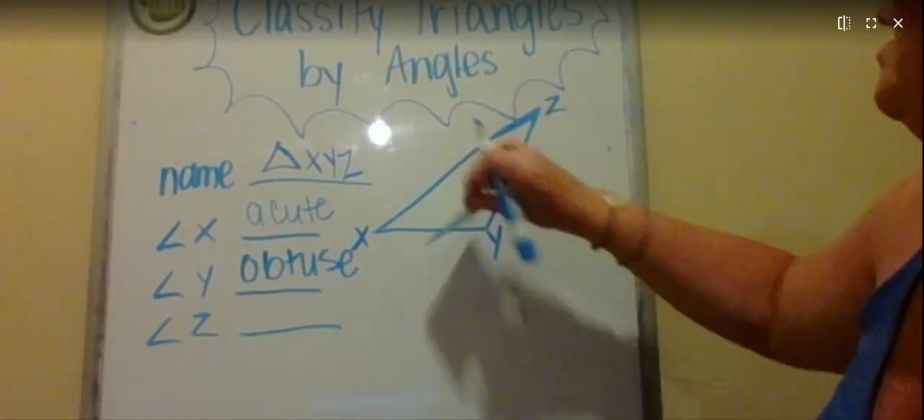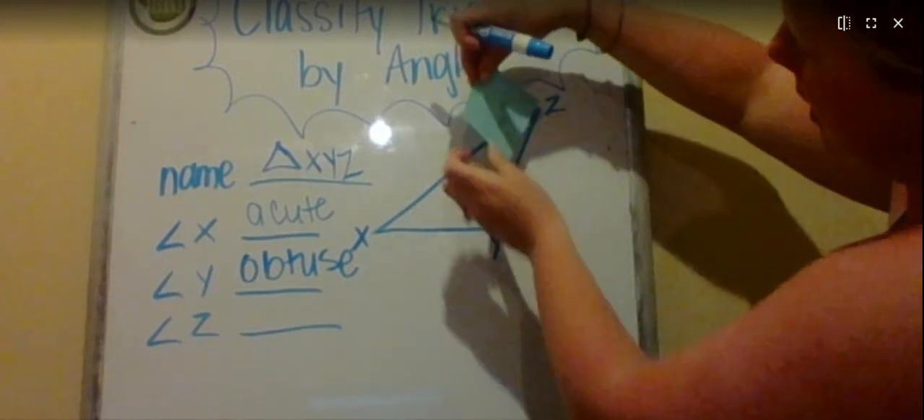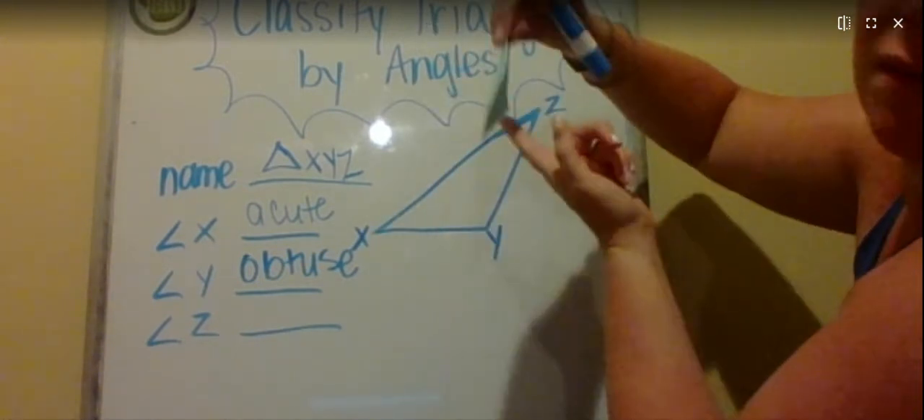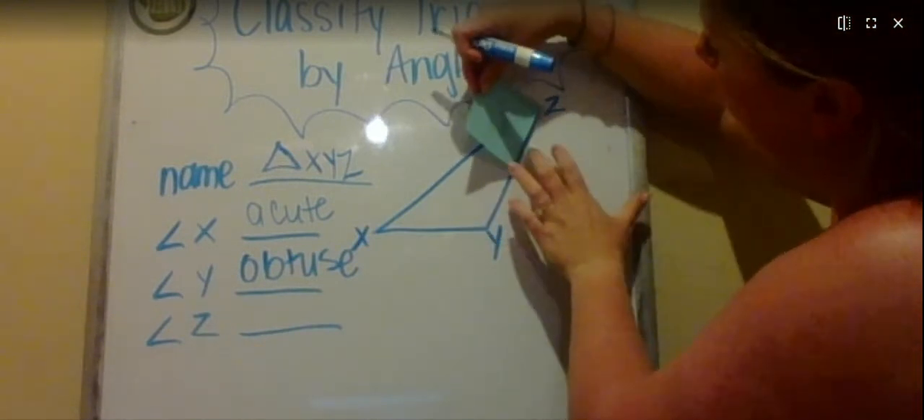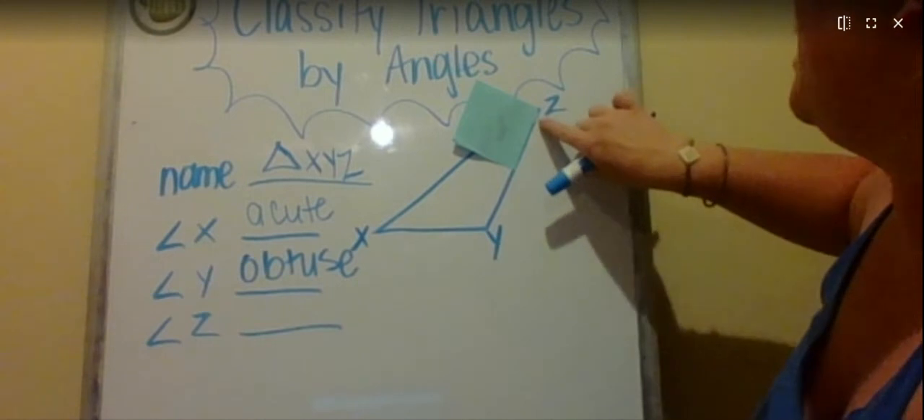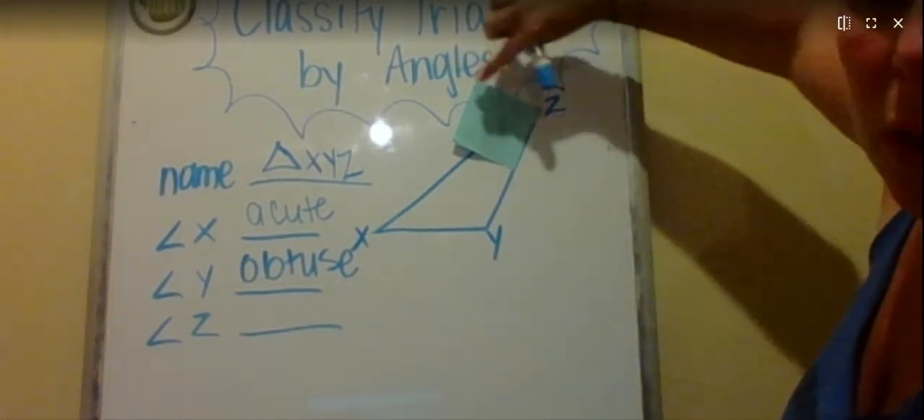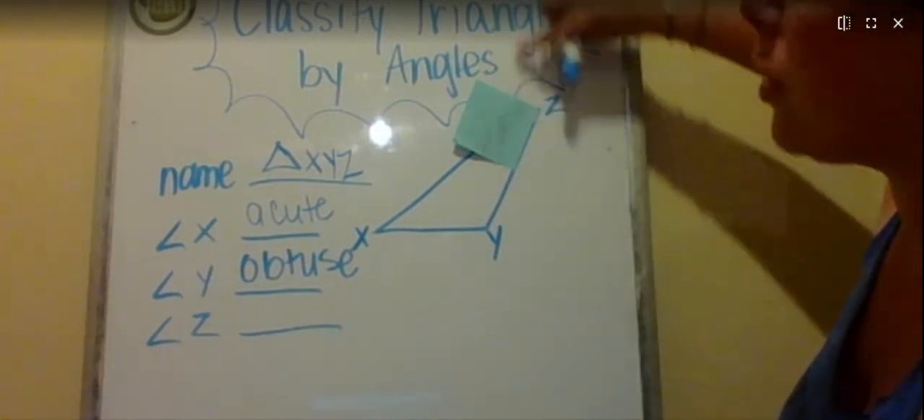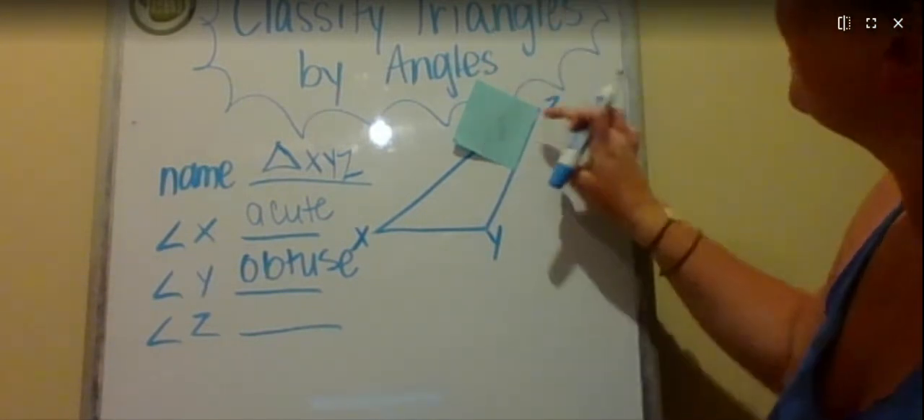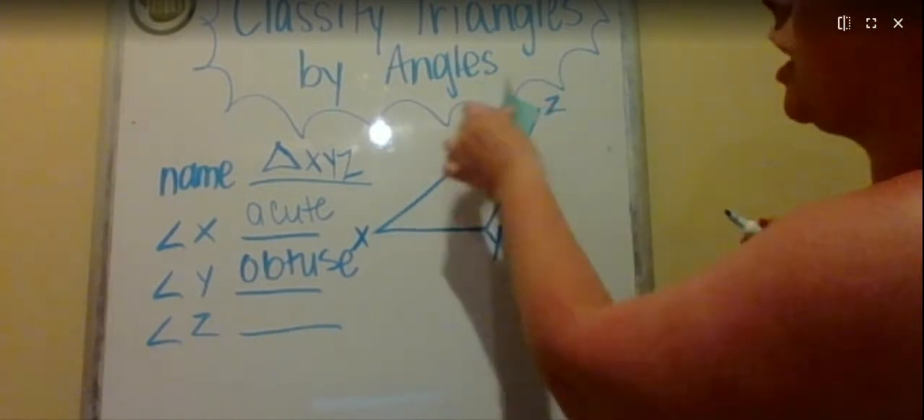And then my last one, my Z, I can turn it to see. You always want to have the edge on with one of the sides. So I'm going to put it like this. And I could see here it's lined up. And if it was going up like this, it would be a right angle. And if it was further out to the side, it'd be obtuse. But it is inside behind my Post-it. So it is another acute angle.